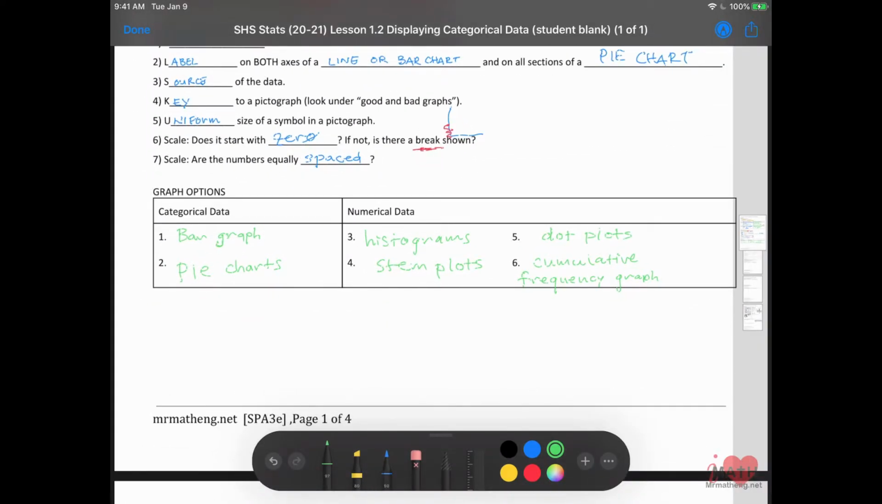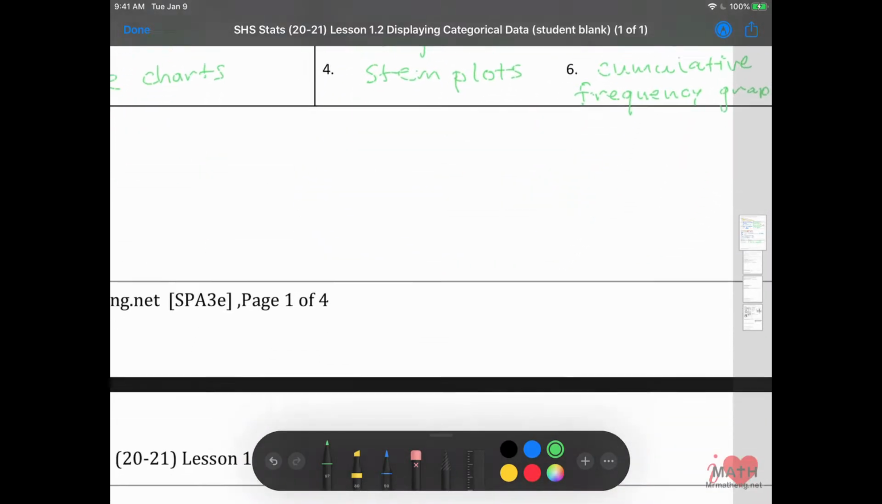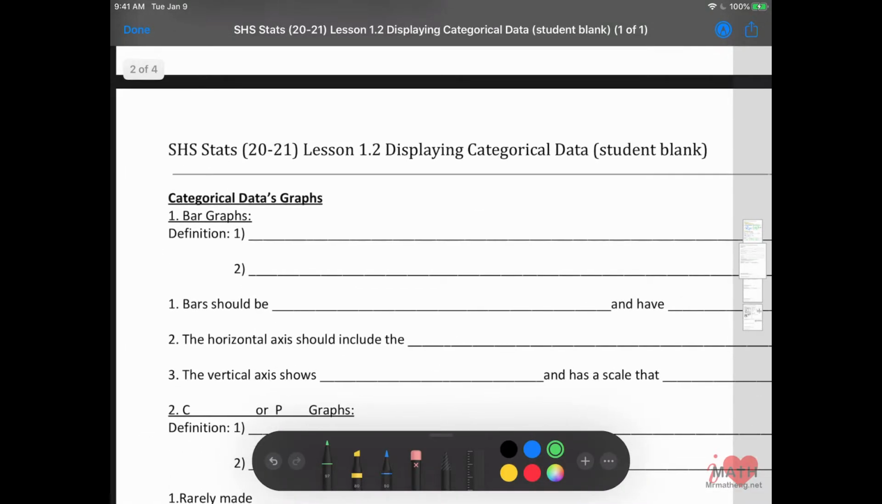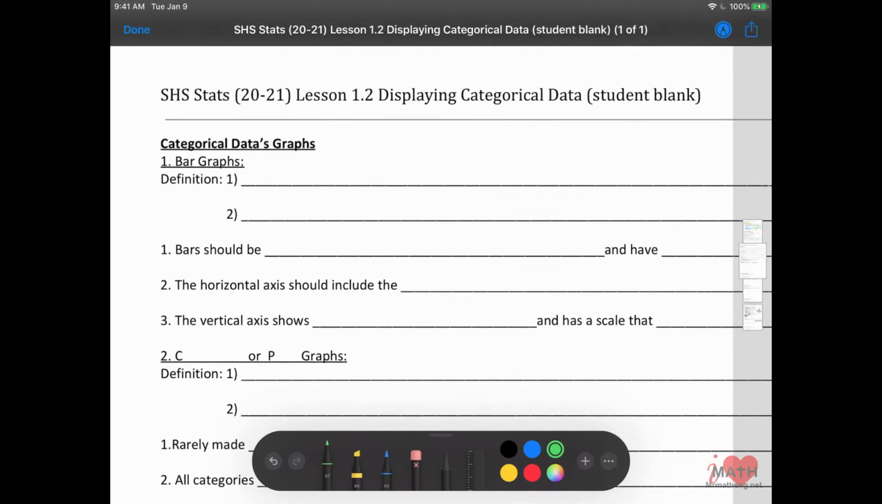All right, so there's our categorical and numerical graph options. All right, let's go on down to page 2. Categorical data's graphs. We talked about how there are 2. There are bar graphs. And what do we know about a bar graph?